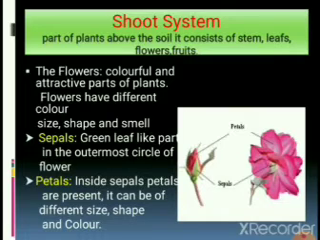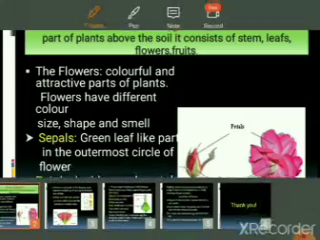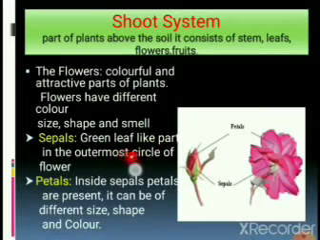The first part is the sepals. As you can see in this picture, this green portion is a sepal. It is the first part of a flower. The green leaf-like structure in the outermost circle of a flower is the sepals. Here also, this green portion is a sepal. So sepals are nothing but the green leaf-like parts in the outermost circle of a flower.